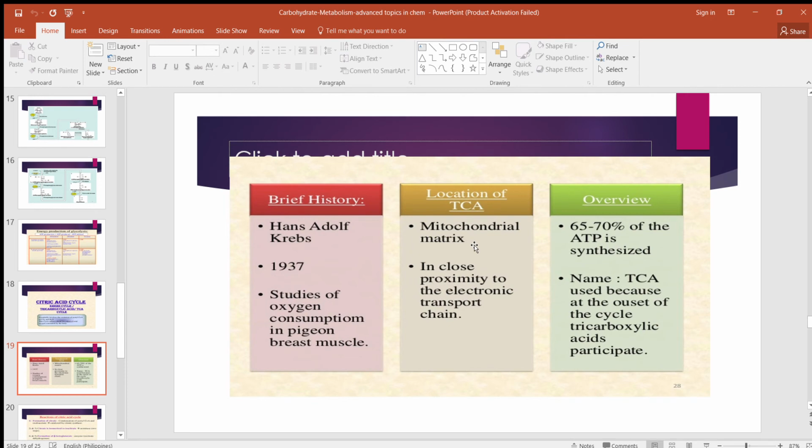Okay, so overview. 65 to 70% of the ATP is synthesized here. The name TCA is used because of the participation of tricarboxylic acids at the outset of the cycle. So, paikot-ikot lang kasi siya. Okay? Pabalik-balik lang siya to form NADH, to form FADH2, to form carbon dioxide and ATP. As I have said, sa isang glucose, 2 pyruvate ang pumapasok sa isang citric acid cycle. Kaya dapat yung napoproduce nating energy should be multiplied by 2.